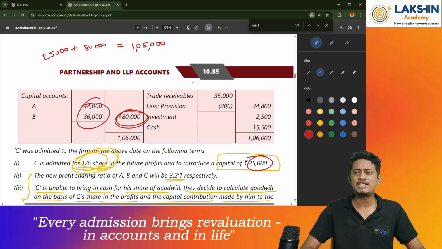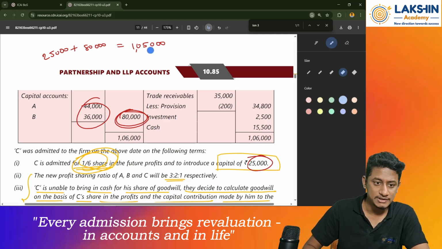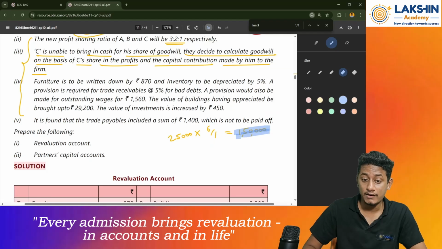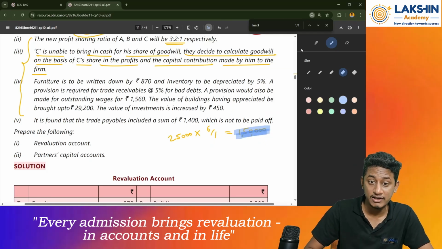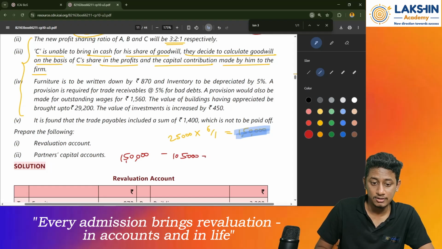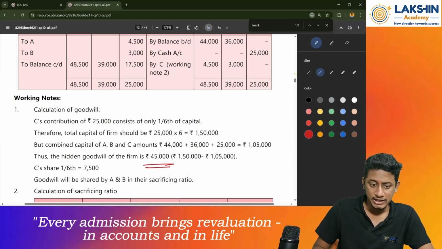That means if I simply add the totals of the firm's capital, without considering any goodwill, it will be rupees 1,05,000. But if I reverse compute, it will be rupees 1,50,000. That means the difference between rupees 1,50,000 and rupees 1,05,000 is the value of goodwill. That is rupees 45,000. Clear? This is how you need to compute the value of goodwill. If I go down, here they have given the clear explanation on how to find the value of goodwill.